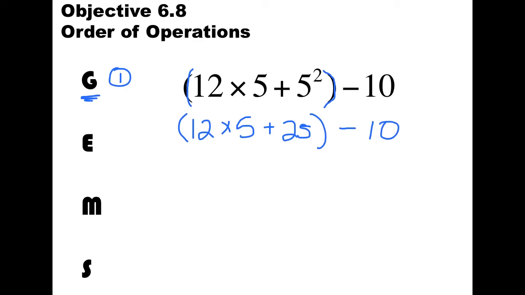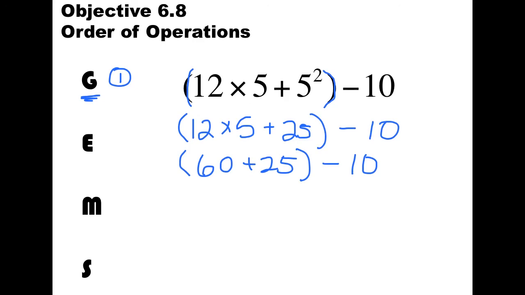Inside our groupings, our third step is multiply or divide. Let's go ahead and do that. We see a multiplication sign, so 12 times 5 is 60 plus 25 minus 10. The key with doing order of operations is to make sure you write down every step. Do not do every step in your head because you might mix up a step or make a mistake, and it's easier to correct your mistakes when you write them down.